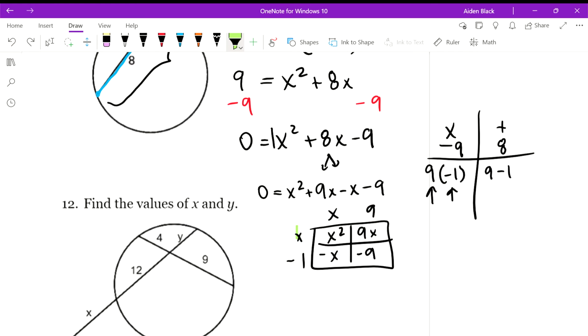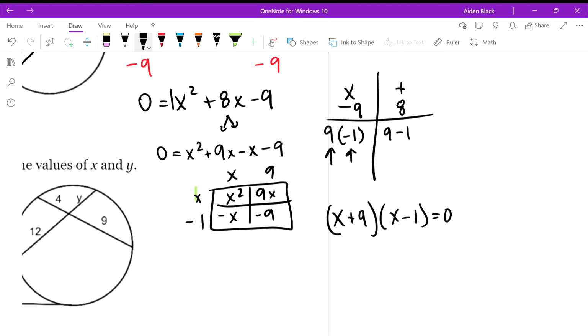So that works out. Here's our factored form: x plus 9 times x minus 1 equals 0. So our solution should be x equals negative 9. If you plug this in here, it makes that binomial 0, making that whole side of the equation 0, making it a true statement. And then also x equals positive 1. Same idea here: if you plug in positive 1, you get a 0 for that binomial. Multiply anything by 0, you get 0.